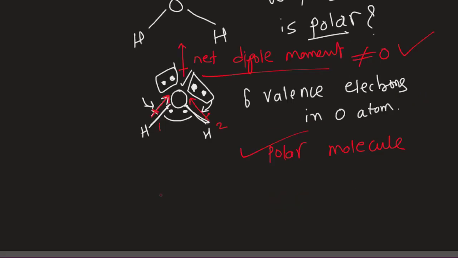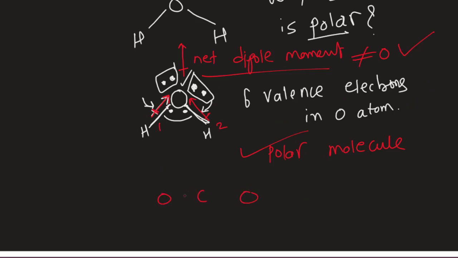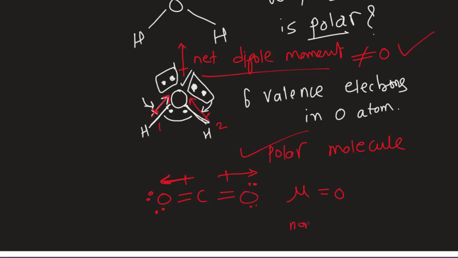If you compare this with CO2, CO2 is a non-polar molecule. The reason being, this is a linear molecule, okay? What it means is that even though there are lone pairs on this oxygen atom, the dipole moment between carbon and oxygen is shown like this. You can see that these dipole moments are equal and opposite in direction. That's why mu is equal to 0 in this case, and that's why it is a non-polar molecule.